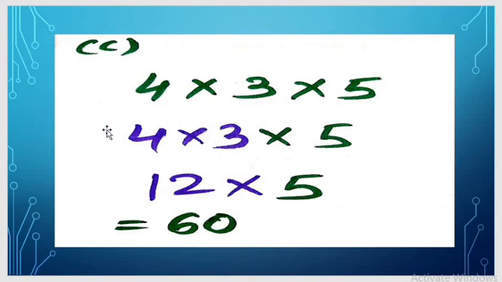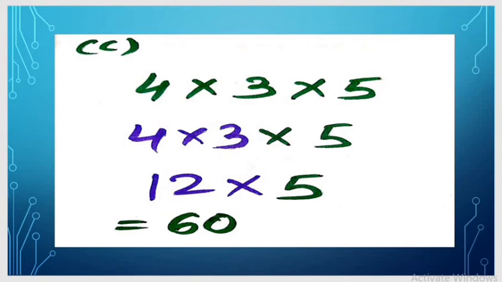So students understood? Again I'll repeat to you. 4 multiply by 3, and then multiply by 5. So we do the first two digits first: 4 3s are 12, and multiply by 5. So 12 5s are how many? 12 1s are 12, 12 2s are 24, 12 3s are 36, 12 4s are 48, and 12 5s are 60. Understood? So now students, let's move on.